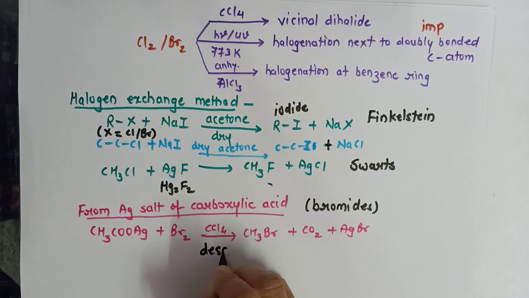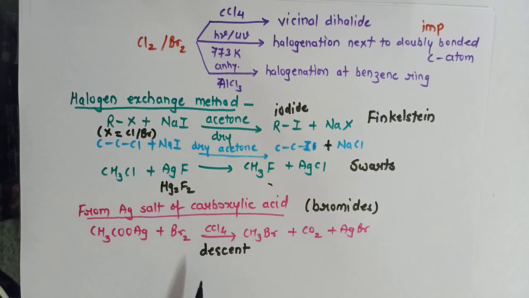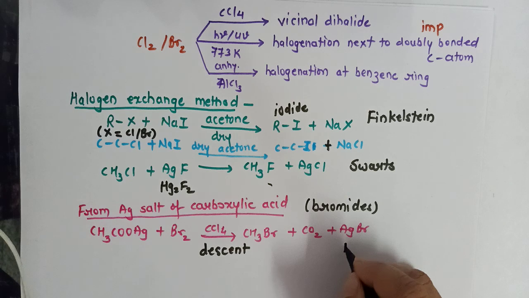This is a descent of series. That means one carbon atom will be less in the product side as compared to that of the reagent side. This carbon will be evolved in the form of CO2. This is also a name reaction, Hunsdiecker.